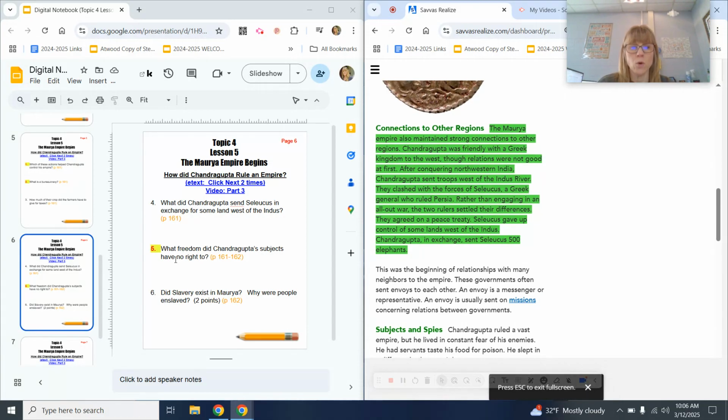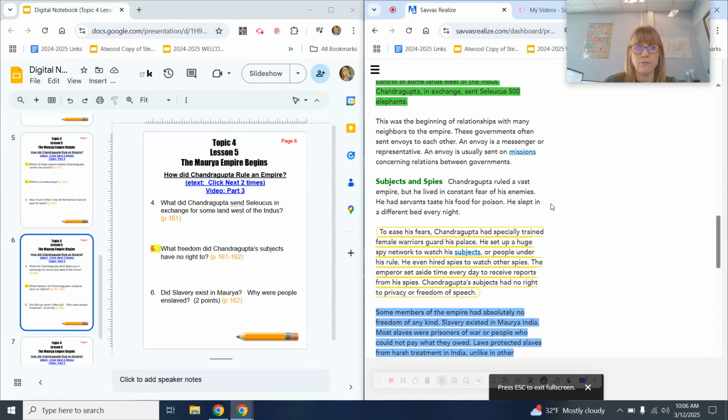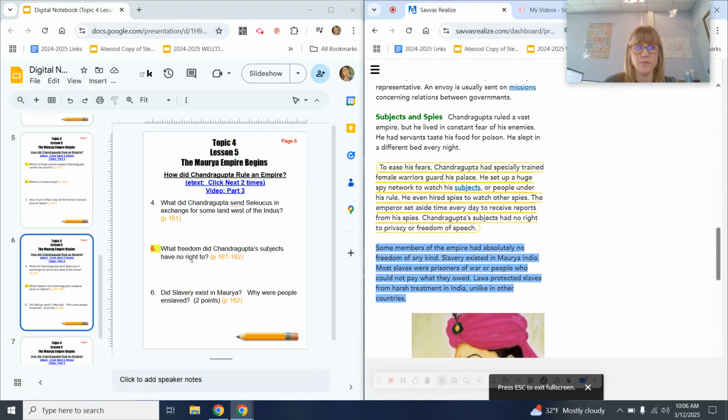Number 4, what did Chandragupta send Seleucus in exchange for some land west of the Indus? You'll find that answer in this green highlighted paragraph. Number 5, we're looking at what freedom did Chandragupta's subjects have no right to? So what could Chandragupta's subjects not do? You'll find that answer in this yellow circled paragraph.